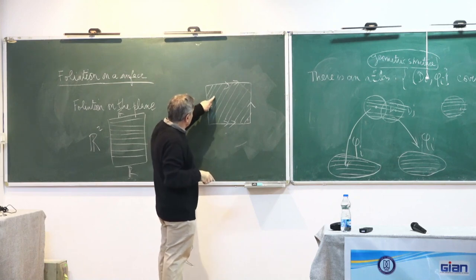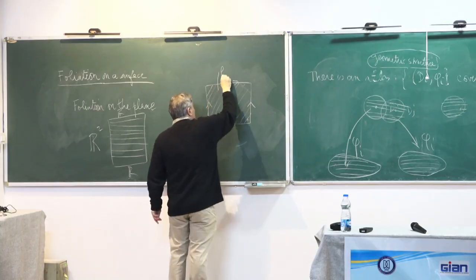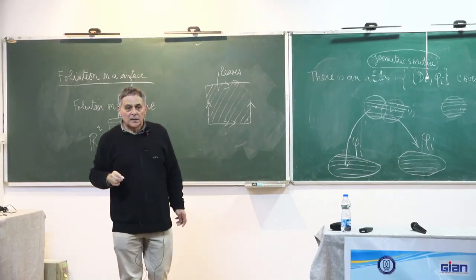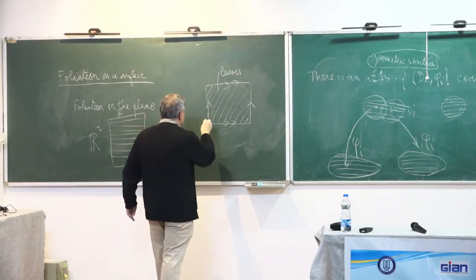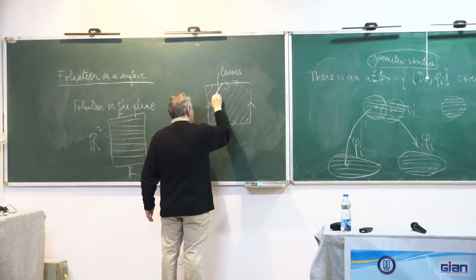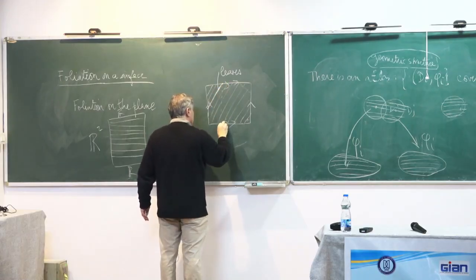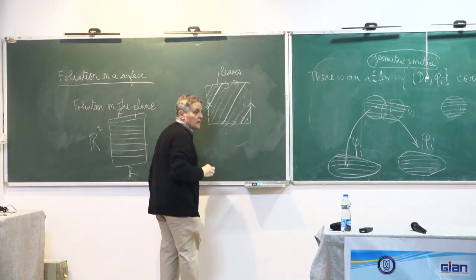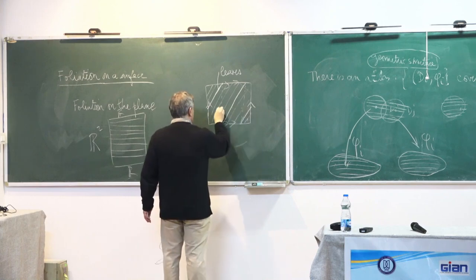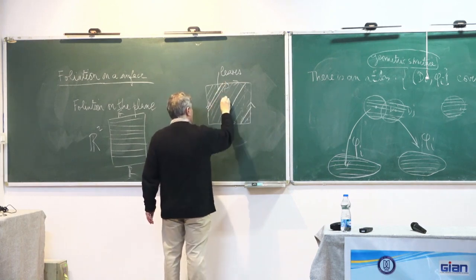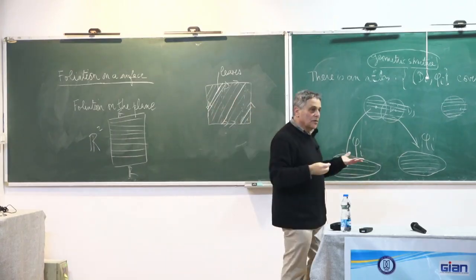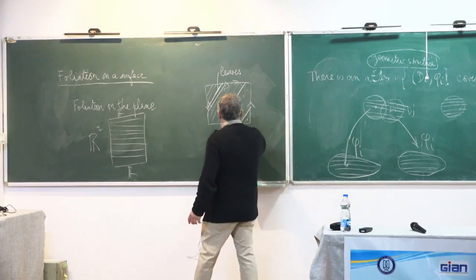When I have a foliation, these lines are called leaves. I take a leaf like this, and it has to continue on the other side. Then I arrive here, and then I have to continue, and then here. So my question is, does it close? Do I reach a point where it closes?